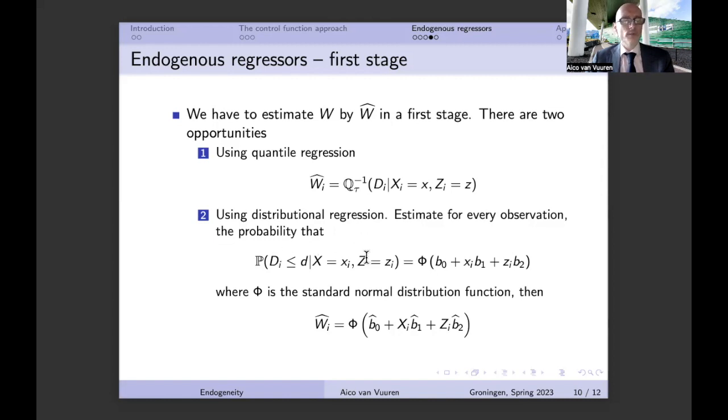And the idea, of course, as usual, is that it's going to be a probit. It's going to be a probit on a dummy variable that indicates that di is smaller or equal to d, conditional on x and z. And then the only thing that we need to do is to predict, in Stata, these probits, and that's of course very simple. You just write predict, and then you get our wi hats.